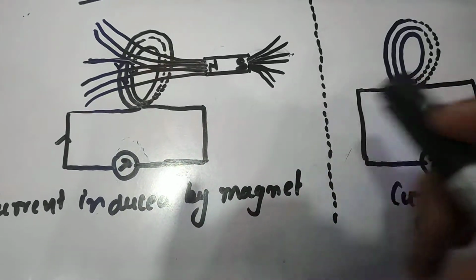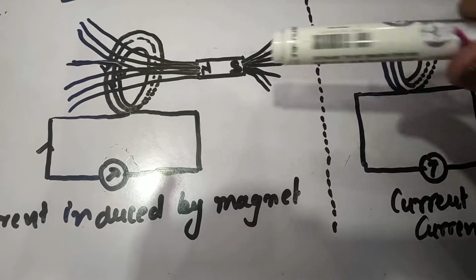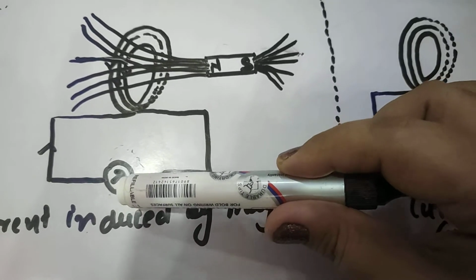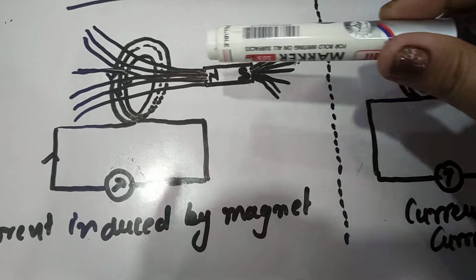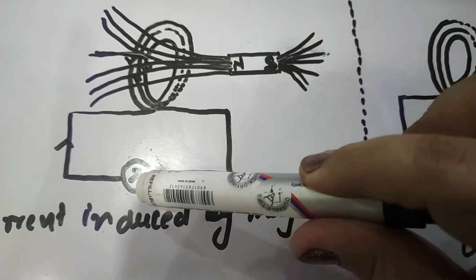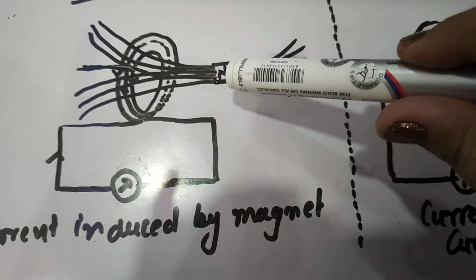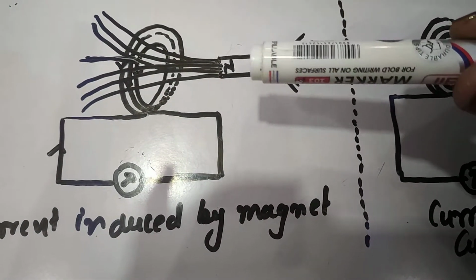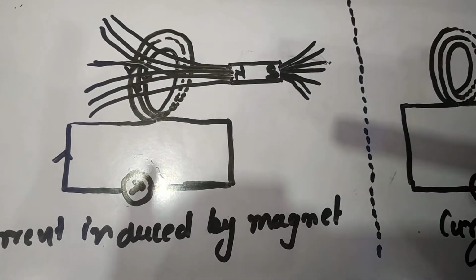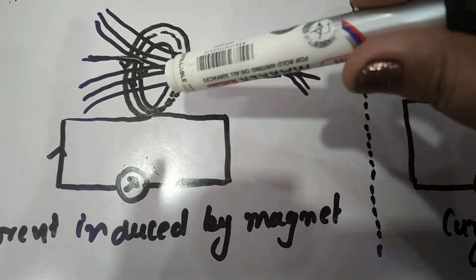magnet. Right? When this magnet is moved toward the coil, it is observed experimentally that the galvanometer shows deflection. When it is moved away from the coil, again there is deflection in the galvanometer, but in the opposite direction. Right? So this shows that when we are moving the magnet toward the coil, the flux associated with this coil is changing.